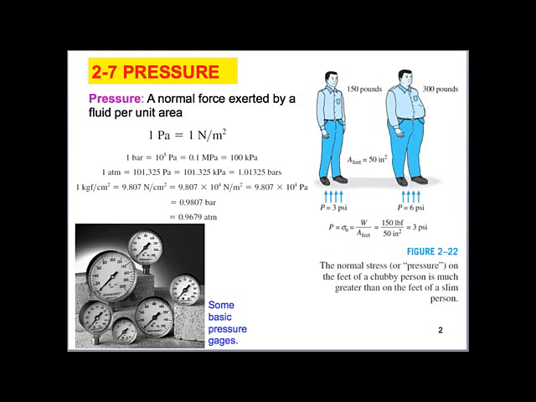And of course that varies. Here in El Paso, the atmospheric pressure is quite a bit lower than it would be at sea level. But regardless, we'll consider sea level as our reference point.